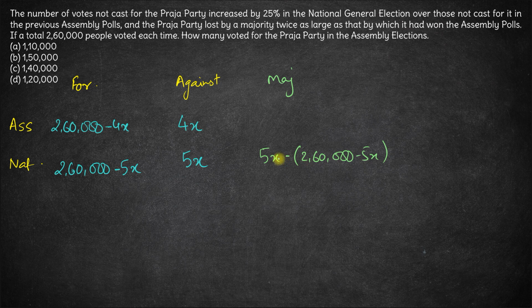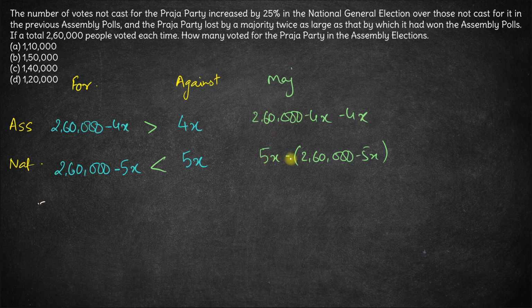This is the majority by which Praja Party loses the general elections, and this majority is twice that by which it won the assembly elections. Now it had won the assembly elections, that means votes for would be more than votes against. Here votes for were less than votes against. So the majority here will be (2,60,000 minus 4x) minus 4x. That is, votes for minus votes against. This is the majority by which it wins the assembly elections, and this is the majority by which it loses the national elections. And this majority is twice the assembly majority.